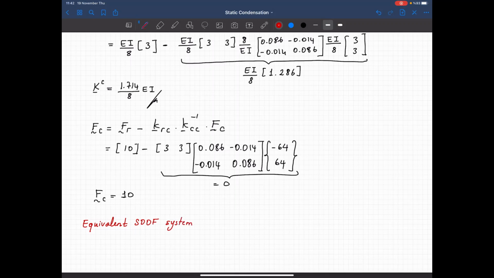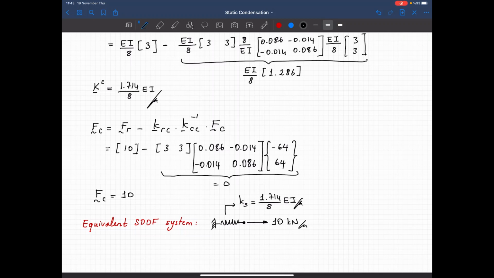Right? And I can just show that system as follows. I have a spring here that resists the lateral translation, and I applied 10 kilonewtons at the tip of that spring, and the spring coefficient Ks will be equal to 1.714 divided by 8 EI.